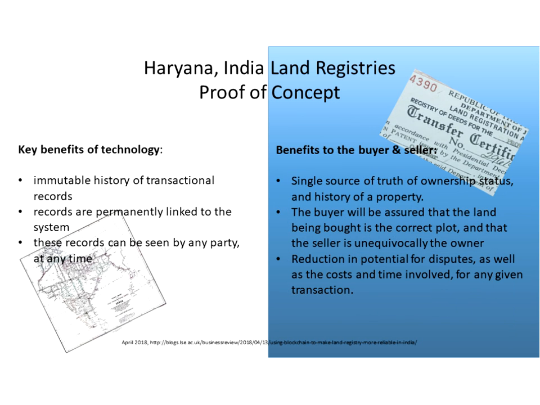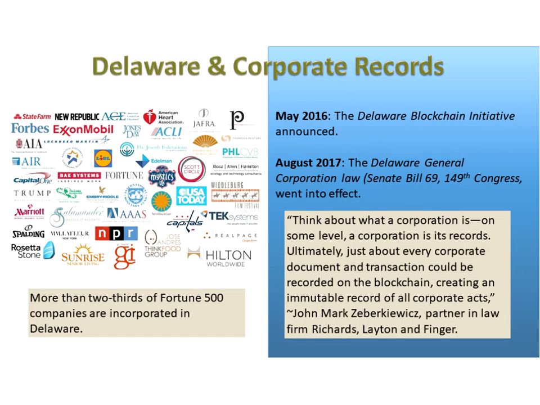India is looking at it for land registries. There's a proof of concept there as well, where key benefits are going to be an immutable history of the records, permanently linked to the system, that can be seen by any party at any time. So the benefits to the buyers and the sellers would be that you have that single source of truth. The buyer is assured the land being bought is the correct plot. The seller is the right owner. And this should reduce potential for disputes as well as costs and time involved for any of these transactions.